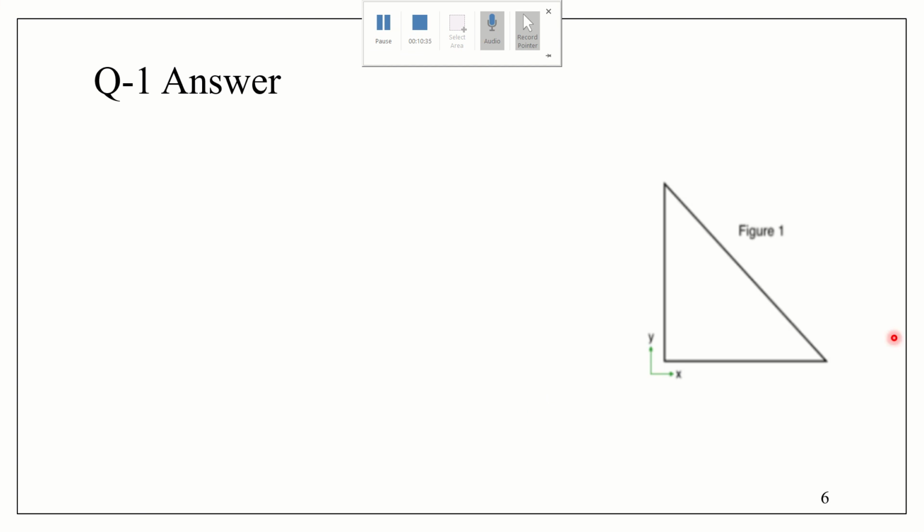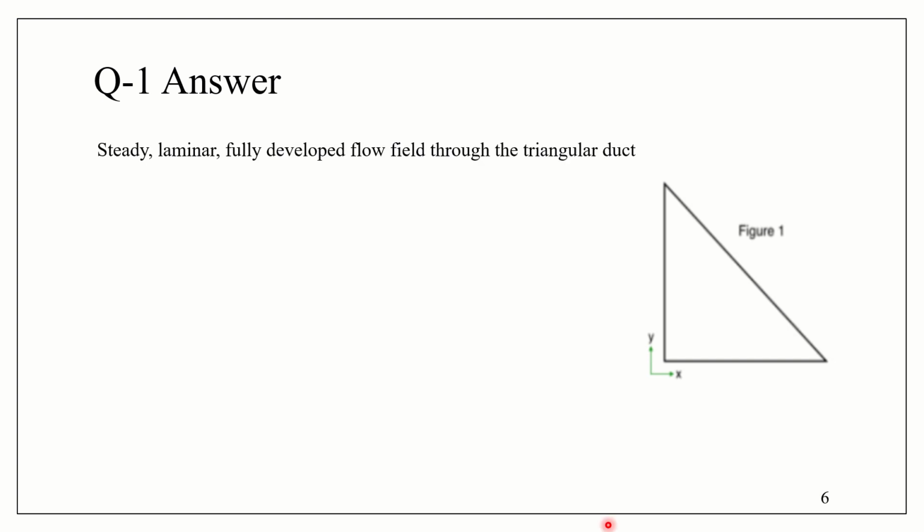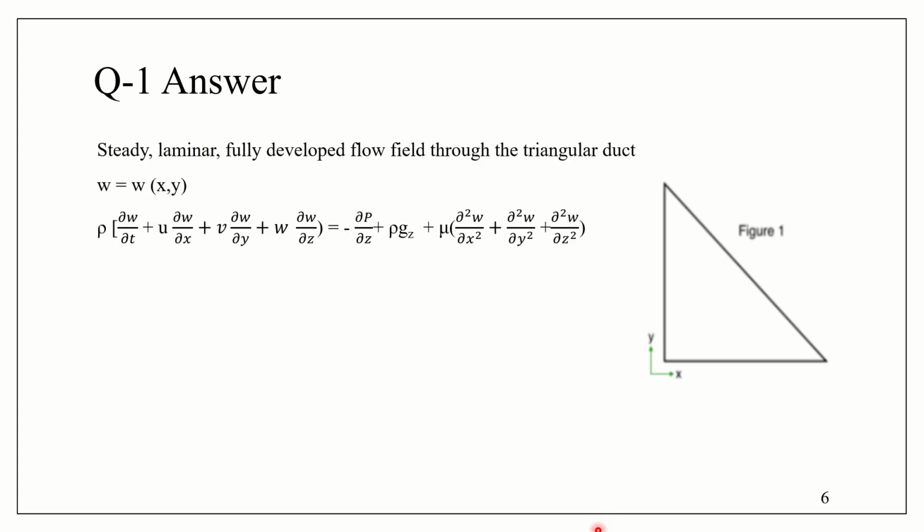So now we have a triangular duct. So this is in the xy plane. If the flow is through this plane, the flow would be in the z direction. So right now our consideration is only w velocity. So this is a steady laminar fully developed flow field through the triangular duct. Here we have w, and w is a function of x and y. Note that it is not a function of z.